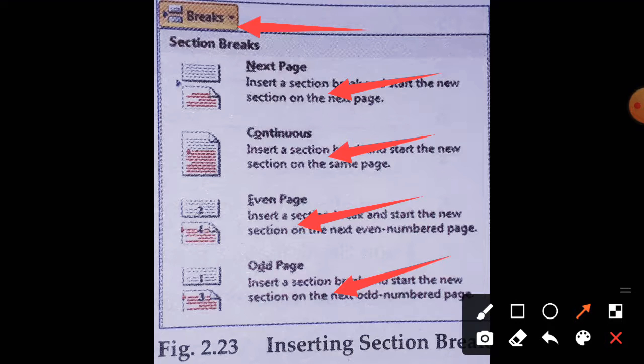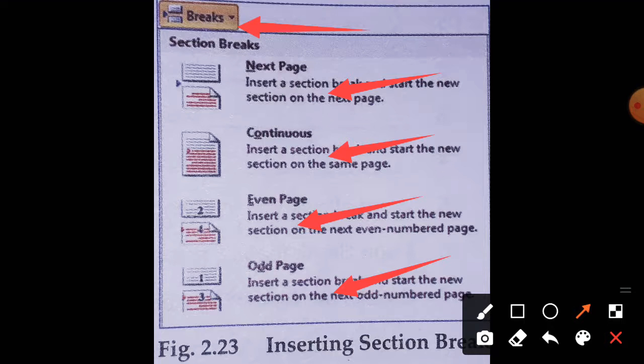And if you want to set your page number odd page wise, like 1, 3, 5, 7, then the paragraph will appear on 3, 5, 7, 9 like this. You can get the odd page numbers. So children, as I told you, I think if we do it practically, we can understand it properly.